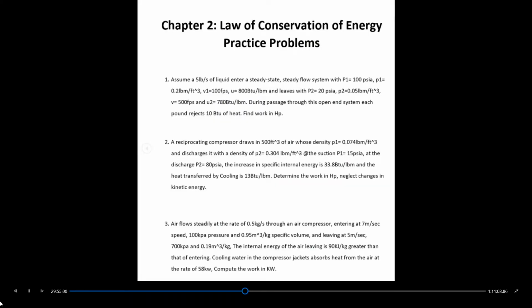Problem number 2. A reciprocating compressor draws in 500 cubic feet of air whose density is 0.074 pound mass per cubic feet and discharges it with a density of 0.304 pound mass per cubic feet. At the suction, pressure 1 is equivalent to 15 psia. At the discharge, pressure 2 is 80 psia. The increase in specific internal energy is 33.8 BTU per pound mass, and the heat transferred by cooling is 13 BTU per pound mass. Now, determine the work in horsepower, neglecting the changes in kinetic energy.